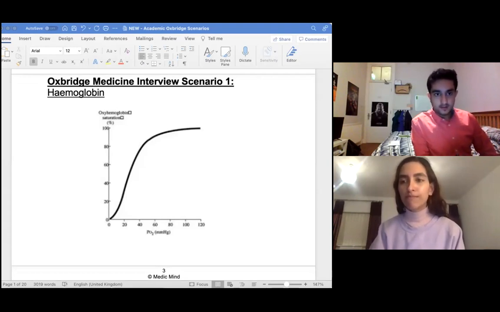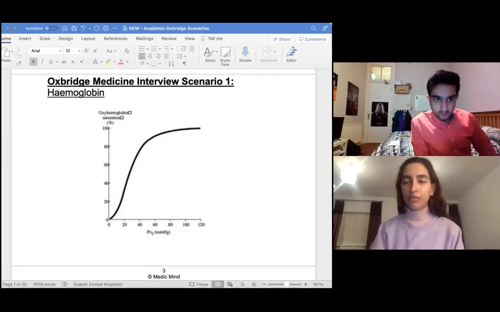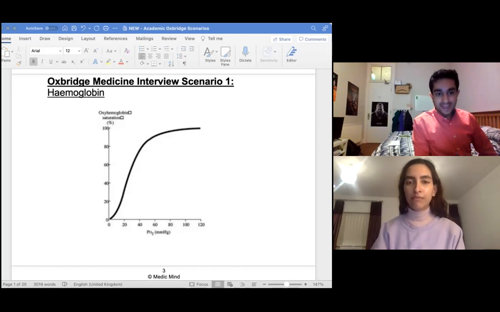So this graph, there's an initial rapid increase in the oxygen saturation when the partial pressure increases, and then that ends up plateauing. So there is an overall S shape or sigmoid shape to the graph.